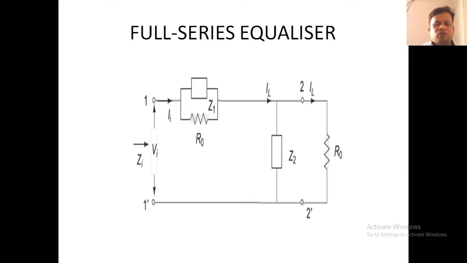This is the full series equalizer circuit. See the circuit, it has two ports, 1 1 dash and 2 2 dash. The load is connected by R0, and IL is the load current flowing from here. I1 is the input current flowing through the impedance Z1 and R0, and here is the Z2 and R0. As we said, the equalizer will have R0 on the input side as well as the output side. We are seeing this diagram: R0 is on the input side as well as the output side.